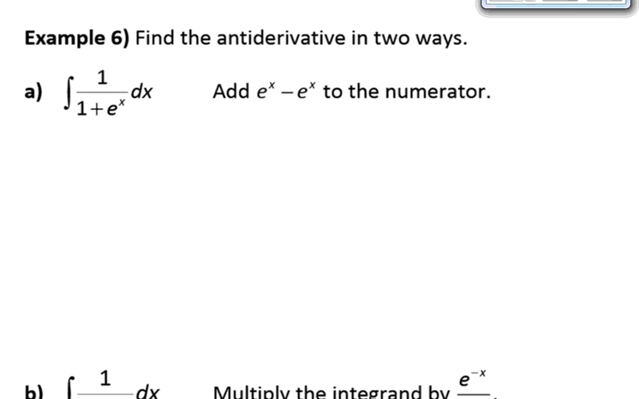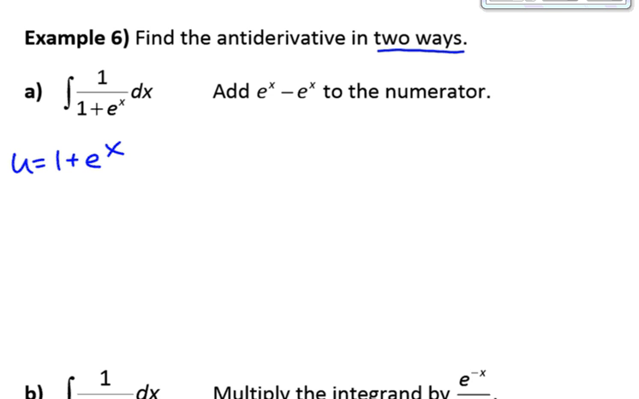Okay, for the final example, I'm going to show you another integration technique along with the e to the x. If you look at this antiderivative, it says find the antiderivative in 2 ways. So part A and part B are 2 different ways. But before we do that, I want you to look at this integral and apply what we were talking about before. Don't write this down, just watch.